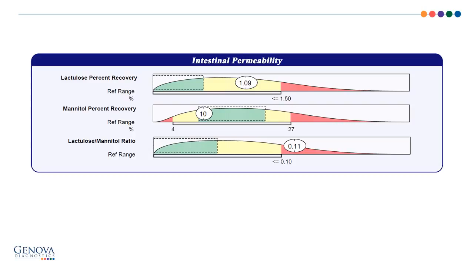The other thing we're assessing is malabsorption. This is assessed by the mannitol recovery percentage. If it's decreased, this indicates malabsorption. In this case, the mannitol recovery percentage is within reference range, indicating no malabsorption.